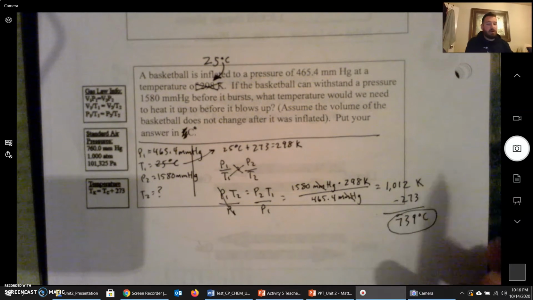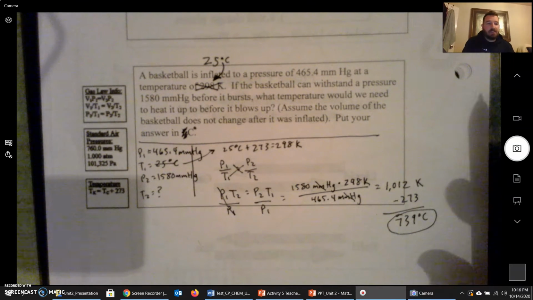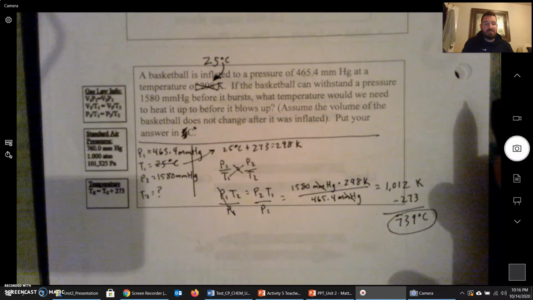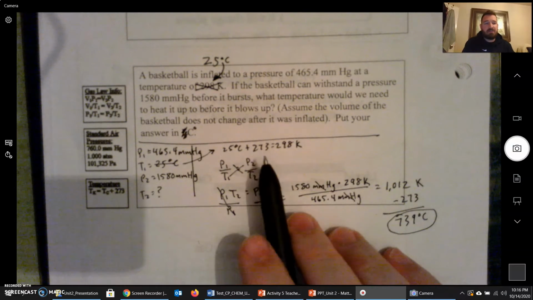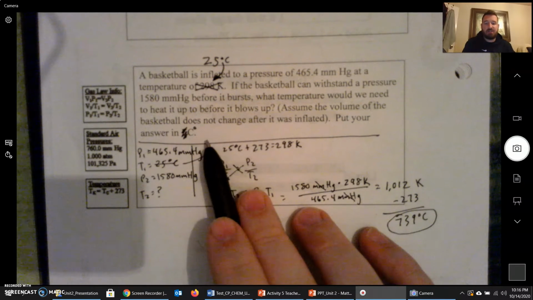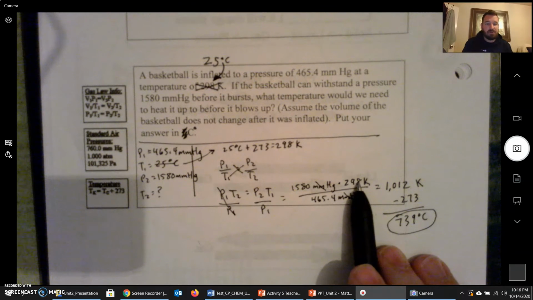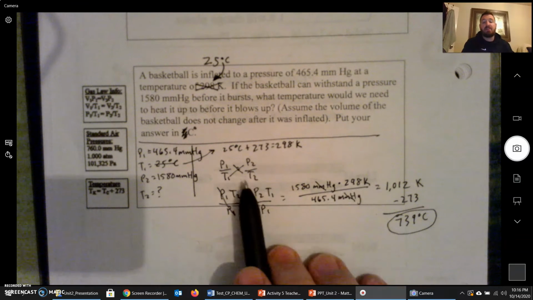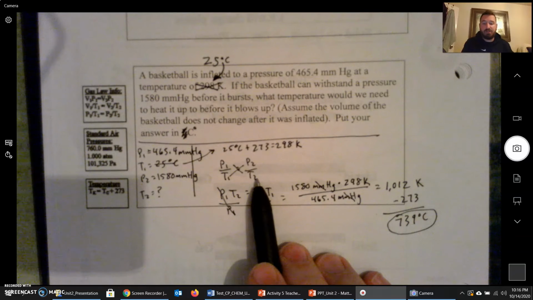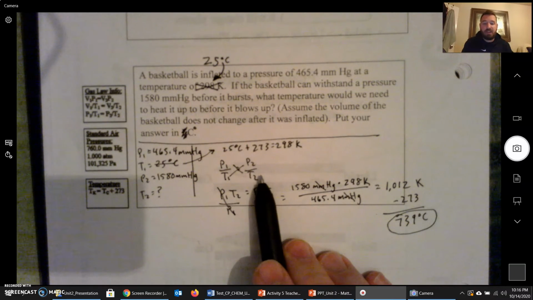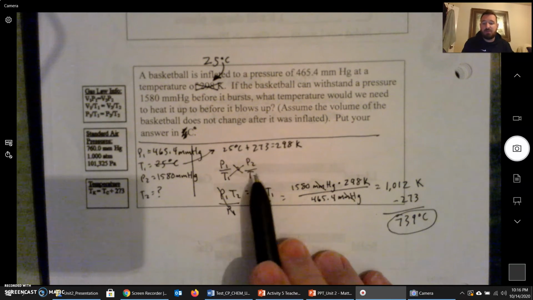One of the main things you need to remember when doing these problems is that whenever we're using temperature, even if it's asking for units of Celsius at the end, you always need to use Kelvin in the formulas. And when solving for something in your denominator, you can't just move your numerator over to the other side. We need to use cross multiplication.